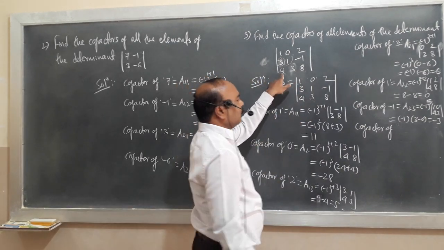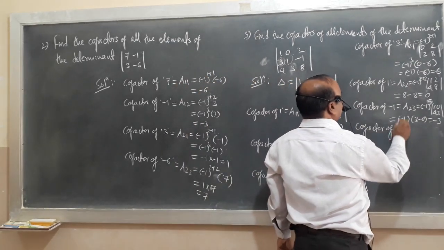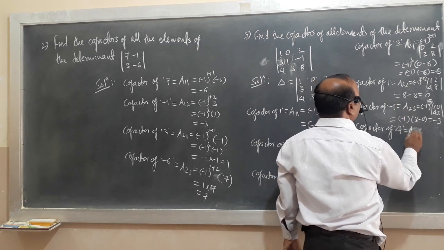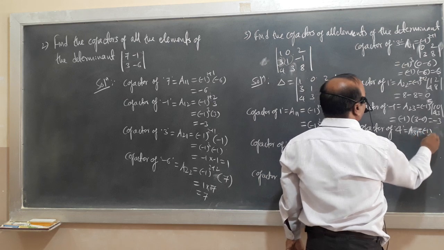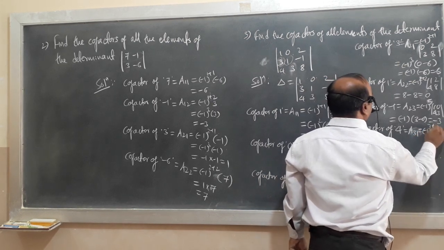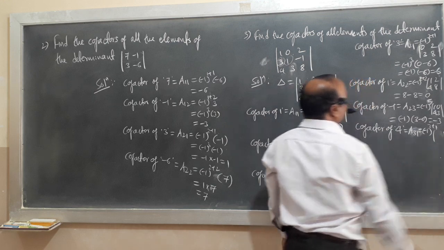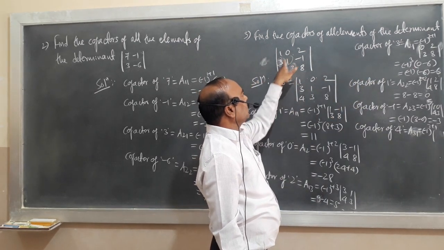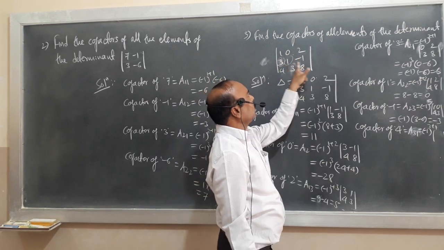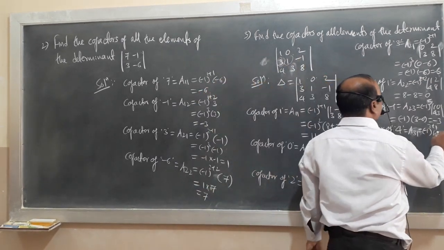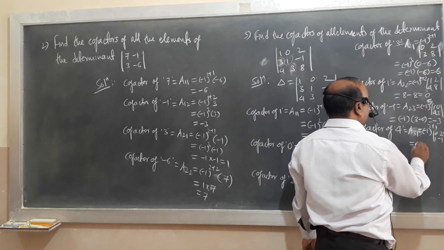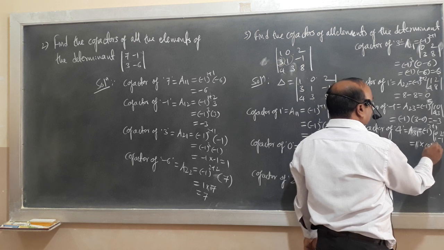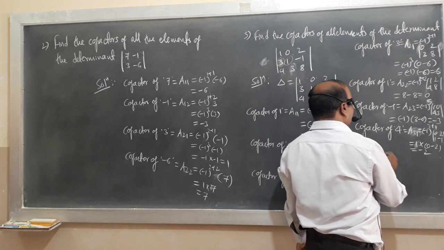Next, cofactor of the next element, 4. The element is a31. It is minus 1 power 3 plus 1 into minor. The minor of this element is given by deleting this row and this column, 0 2, 1 minus 1. So it is equal to minus 1 raised to 4 is 1, into 0 minus 2, it is minus 2.